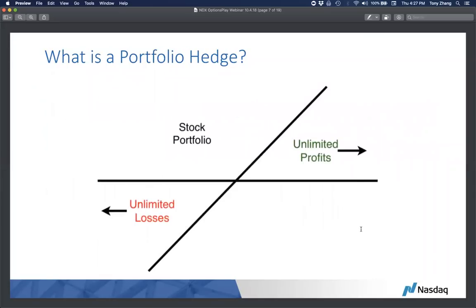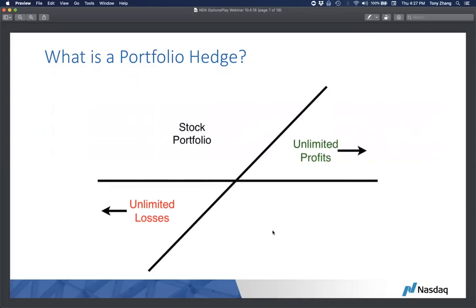I just want to illustrate for everyone what a portfolio hedge really looks like. Sometimes charts are a little easier to understand. So here is your stock portfolio. Pretty easy to understand. You have dollar for dollar exposure to the stock market. If the market goes higher, you get unlimited profits to the upside. And if the market goes lower, you have unlimited losses to the downside. Technically you can't lose unlimited, because when the market goes to zero, that's the most you can lose. But we typically think of that as unlimited risk, because if the market falls to zero, you lose everything in your portfolio. So this is your portfolio unprotected, if you don't have a hedge on.